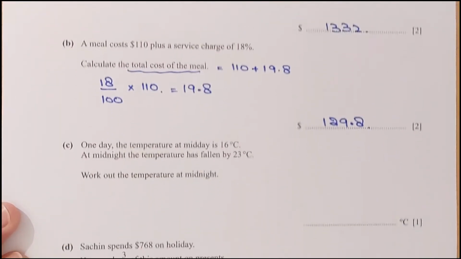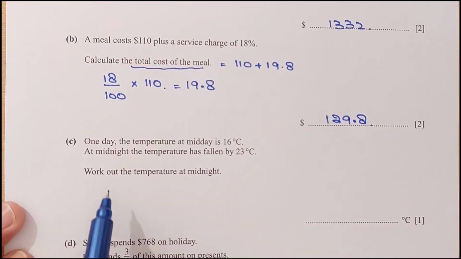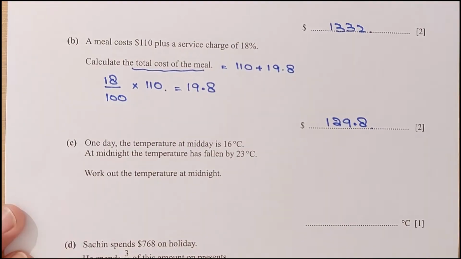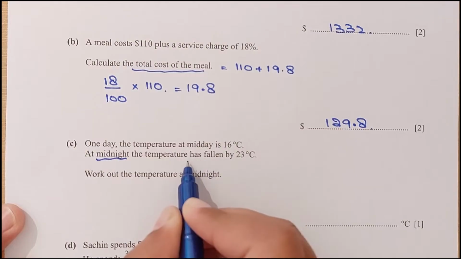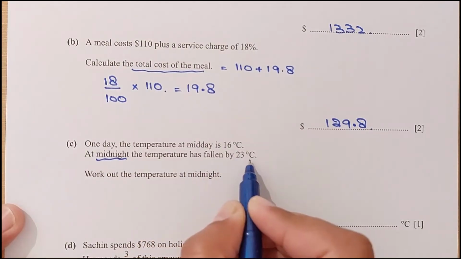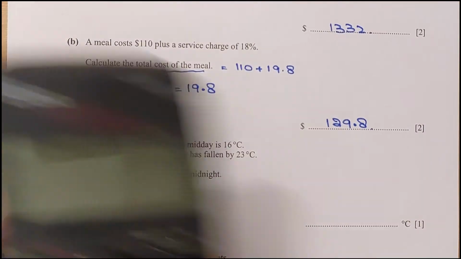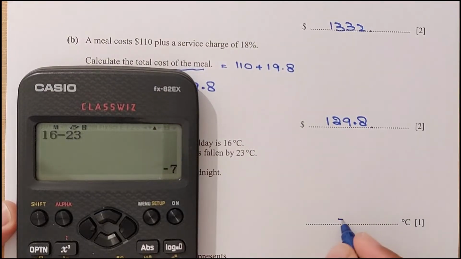Now for part C, one day the temperature at midday is 16 degrees. At midnight the temperature has fallen by 23 degrees. Work out the temperature at midnight. Okay, so for midnight we have been given the information that the temperature has fallen by 23 degrees, right? So from 16 we subtract 23 because the temperature has fallen 23. So 16 minus 23, that is minus 7 degrees.